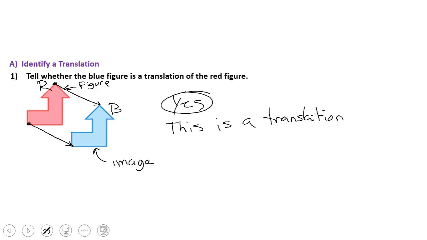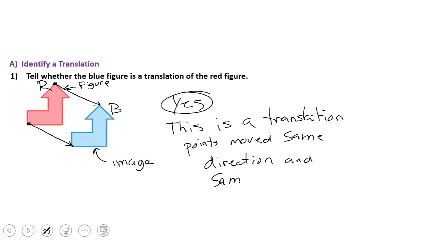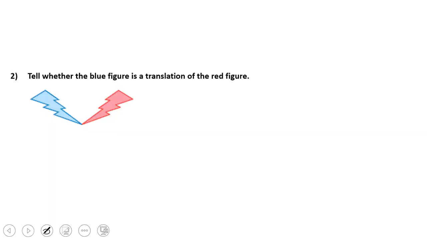Okay, so the answer is yes. And if you wanted to explain it, points moved same direction and same distance. You might want to notice they're also exactly the same size. Might want to take note of that. Let's do our next example.